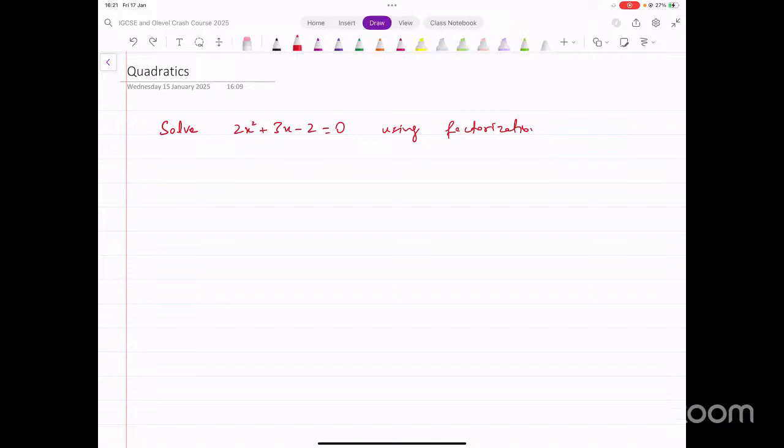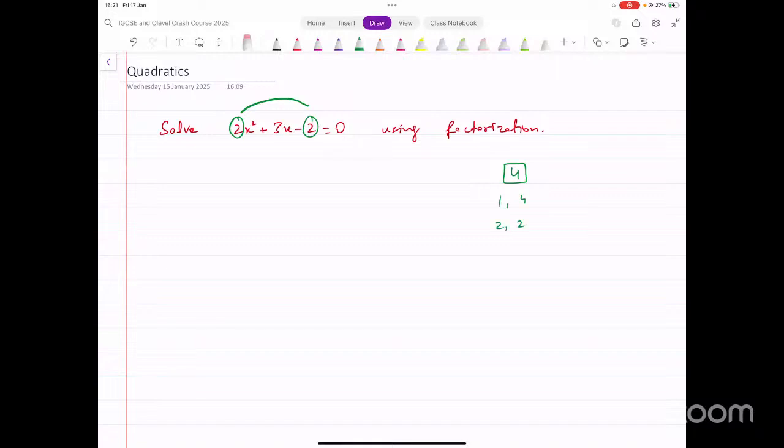How would you do this? You would see how to factorize the left-hand side. Now look at the left-hand side. What we do in this case is we multiply these two numbers, 2 and 2. What does that give us? That gives us 4. And now we think of the factors of 4, which could be 1 and 4, and it could be 2 and 2.